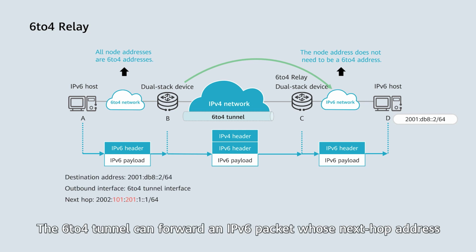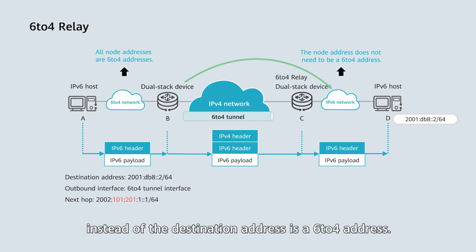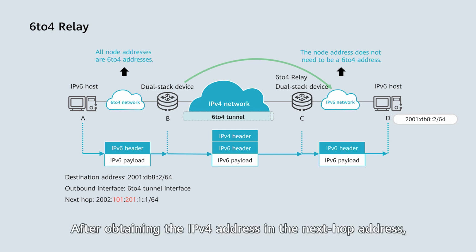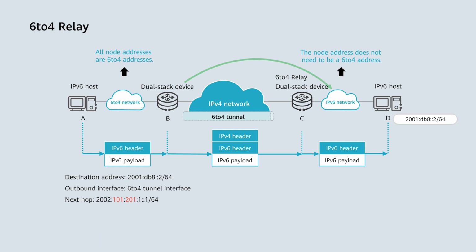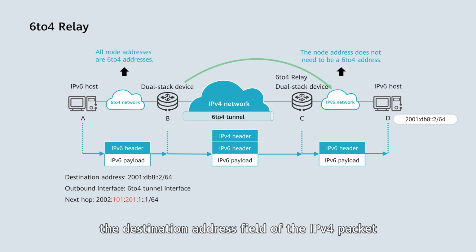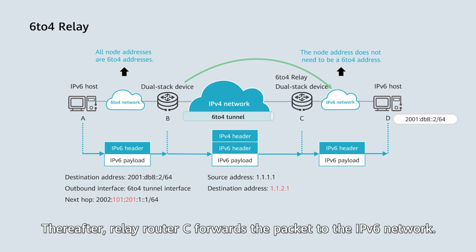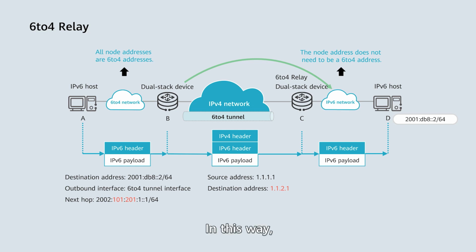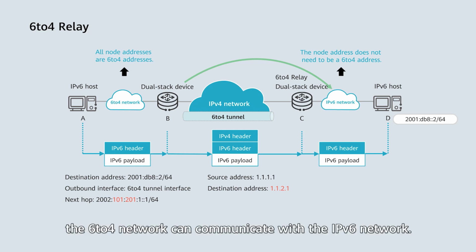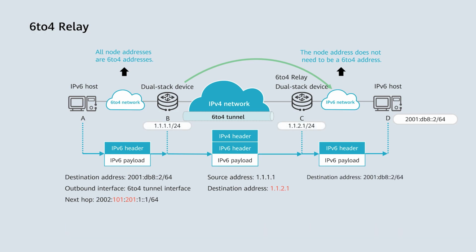The 6to4 tunnel can forward an IPv6 packet whose next hop address, instead of the destination address, is a 6to4 address. After obtaining the IPv4 address in the next hop address, node B encapsulates the address into the destination address field of the IPv4 packet and forwards the packet to relay router C. Thereafter, relay router C forwards the packet to the IPv6 network. In this way, the 6to4 network can communicate with the IPv6 network.